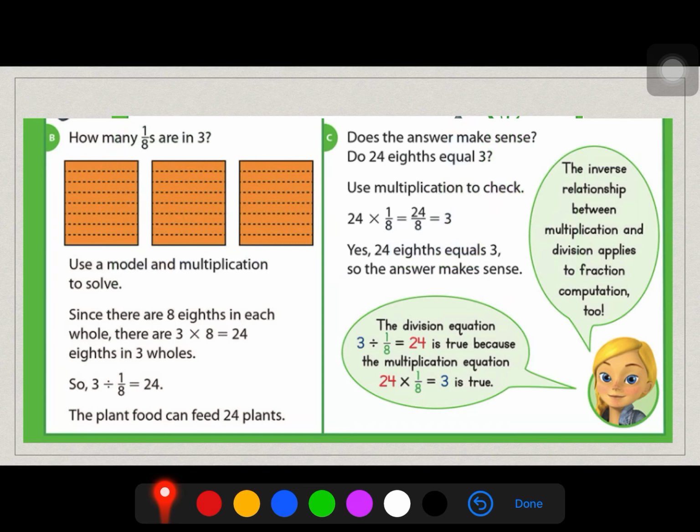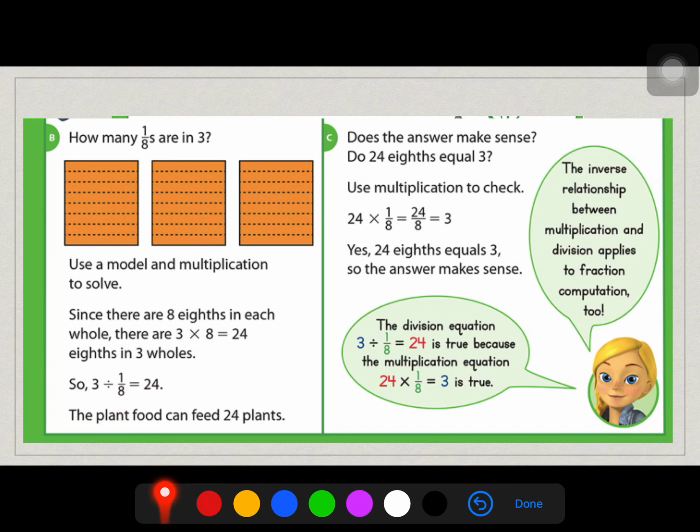One strategy is to use a model. Look, I have 8/8 in 1, another 8/8, and another 8/8. That's 8, 16, and 24 in 3. I'm using a model and multiplication to solve that division problem. 3 divided by 1/8 is 24. 8 times 3.